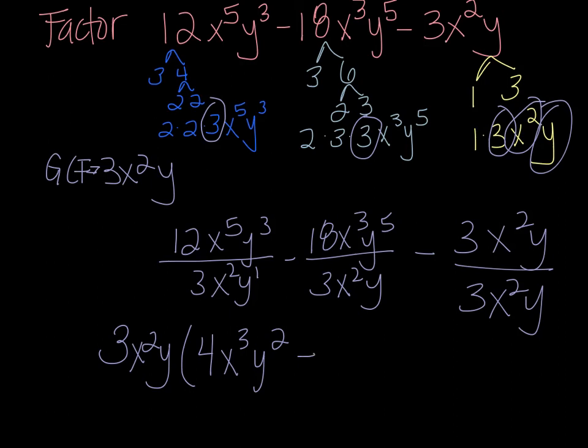Minus 18 divided by 3, which we know is 6. x cubed divided by x squared, so we subtract the exponents. 3 minus 2 gives us x to the 1 power, which we can just write as x. y to the 5th power divided by y to the 1st power, 5 minus 1 gives us y to the 4th power. And last but not least, 3x squared y divided by 3x squared y leaves us with a 1 at the end. And this would be our final factored form.